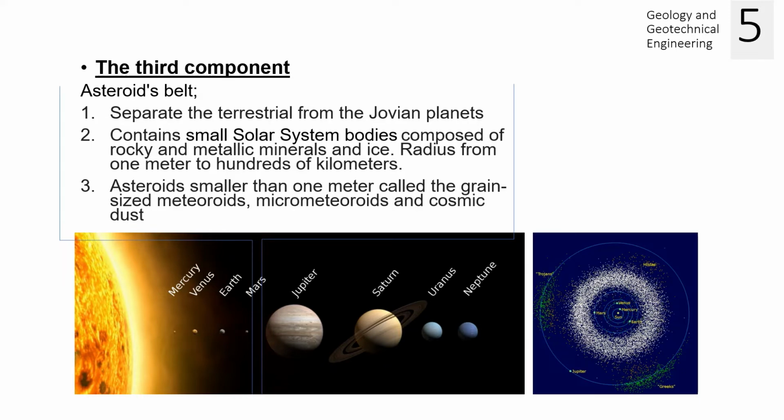To show the position of the asteroid belt, we have chosen this image, which shows the asteroid belt surrounding the terrestrial planets and separating them from the Jovian planets, which are Jupiter, Saturn, Uranus, and Neptune.